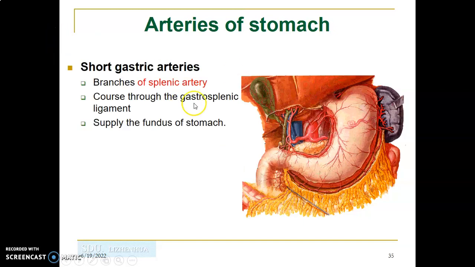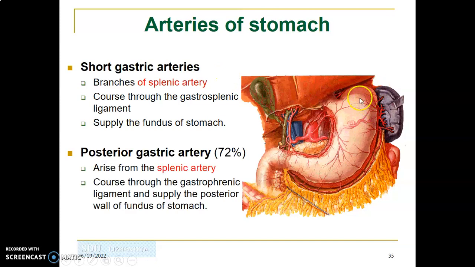Then we have the short gastric arteries. Short gastric arteries come from the splenic. So the splenic will give three vessels to the stomach: the left gastroepiploic, short gastric, and posterior gastric. Short gastrics are from the splenic artery, and they pass through the gastrosplenic ligament to supply the fundus of the stomach.